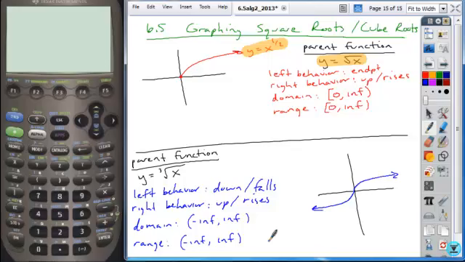Okay, and just like the square roots, you don't necessarily need the radical form. You could also have the rational power form, x to the power of 1/3. So be prepared to see either of those.